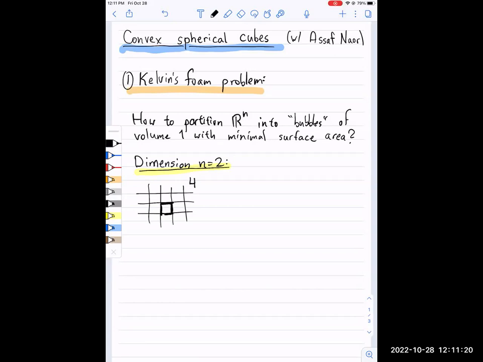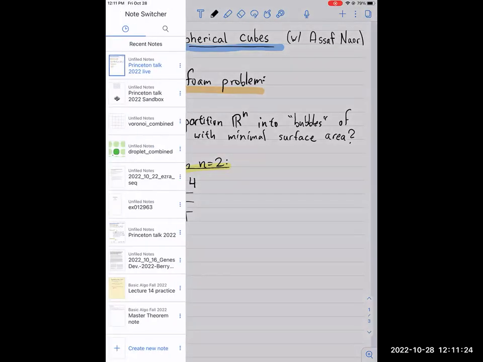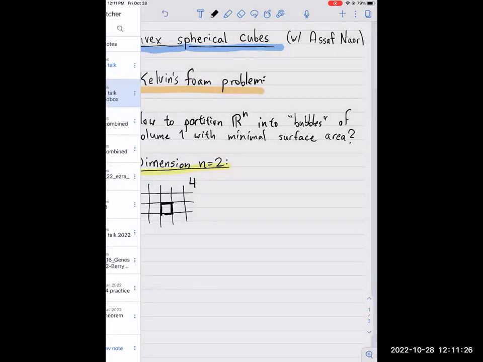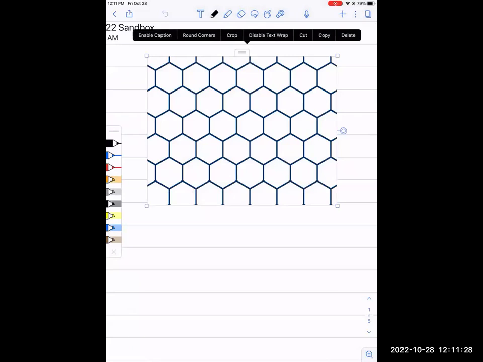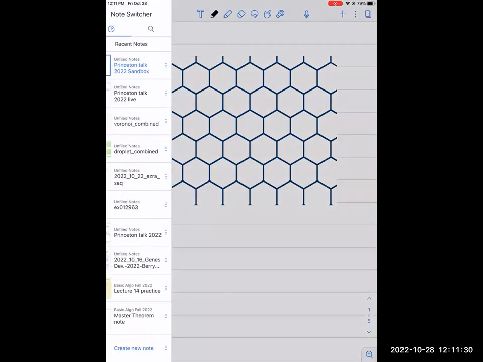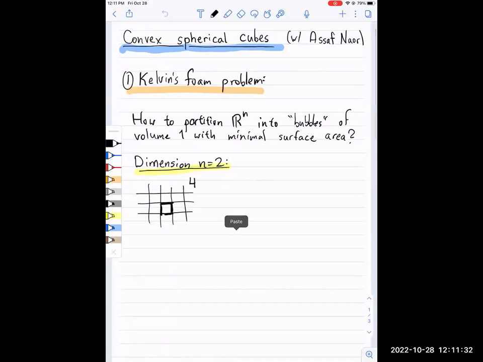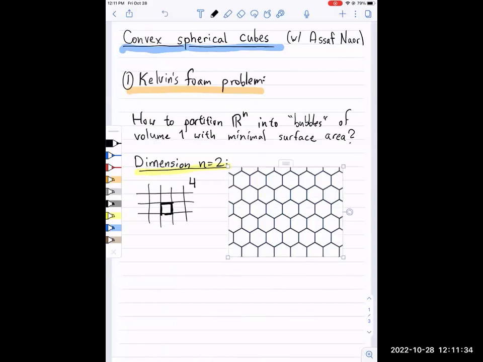Can we do better? Try a beehive. Yes, thank you. Let me take that from here. I have it ready. I don't have to draw the beehive. Here we go. Okay, that's the beehive.